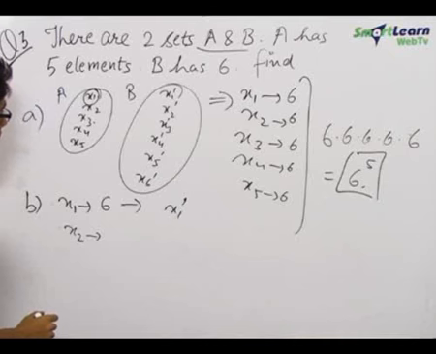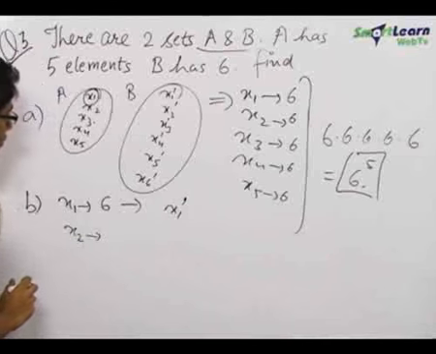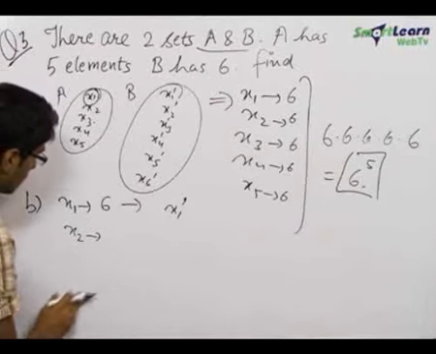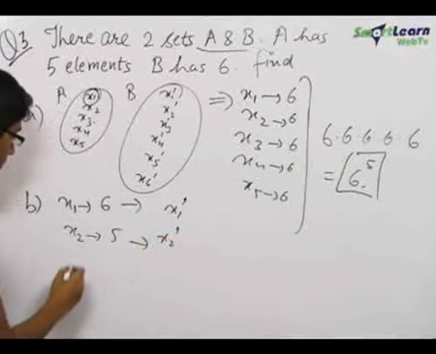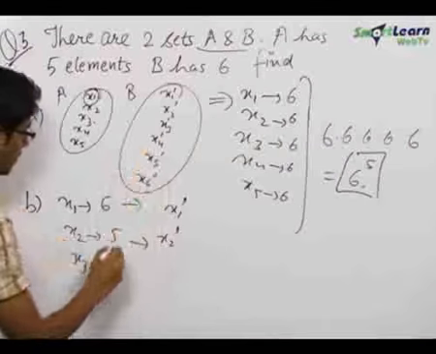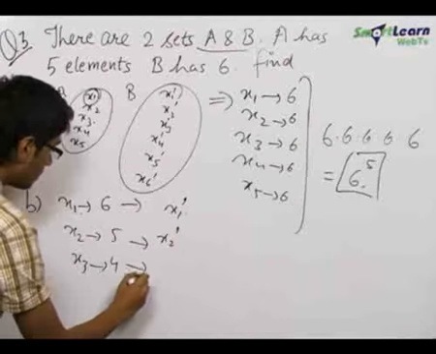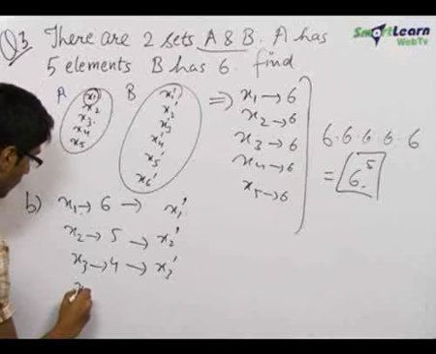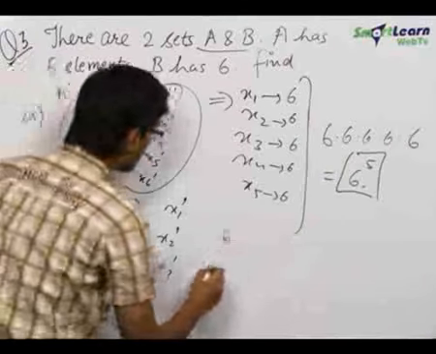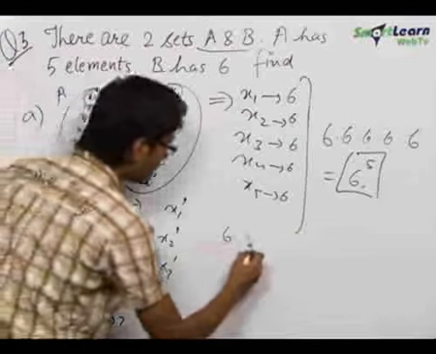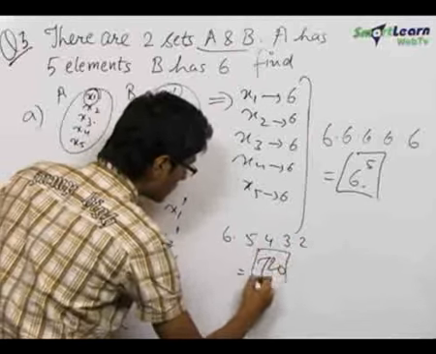Now we take the case of x2. Since x1 dash has been assigned to x1 and x1 dash cannot be assigned to x2 because it is a 1 to 1 mapping, there are 5 possibilities left for x2. Let us assign x2 dash to x2. Now for x3, there are only 4 possibilities left, since x1 dash has been assigned to x1 and x2 dash has been assigned to x2. So let us give x3 dash to this. For x4 similarly there are 3 and for x5 there are 2. So the number of 1 to 1 mappings from A to B is 6 into 5 into 4 into 3 into 2, which is equal to 720.